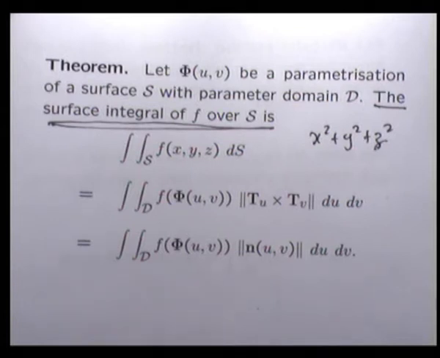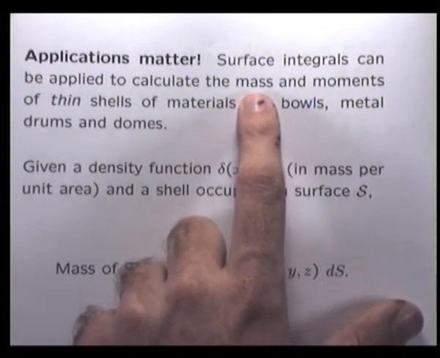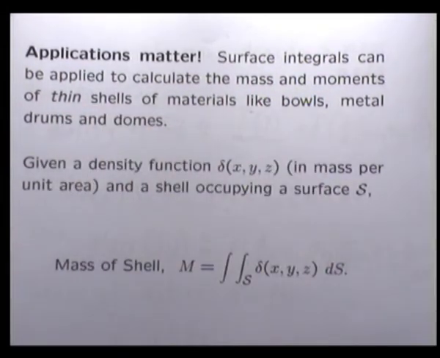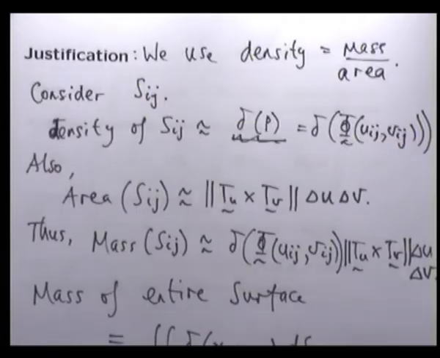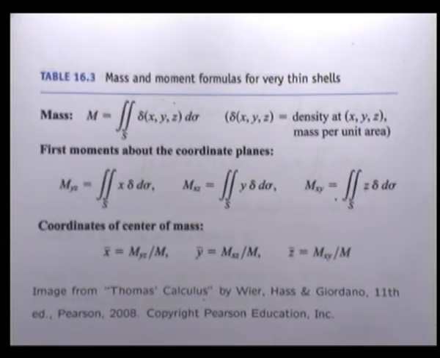All right. In the previous lecture, you asked me, what is this good for? And I was delighted that you asked. One application of these surface integrals is calculating the mass and moments of thin shells, like bowls, metal drums, and domes. In particular, if we have a given density function, then we can always calculate the mass of, for example, a shell. I justified that, so I'm not going to look at that today. And then here are some more formulas.